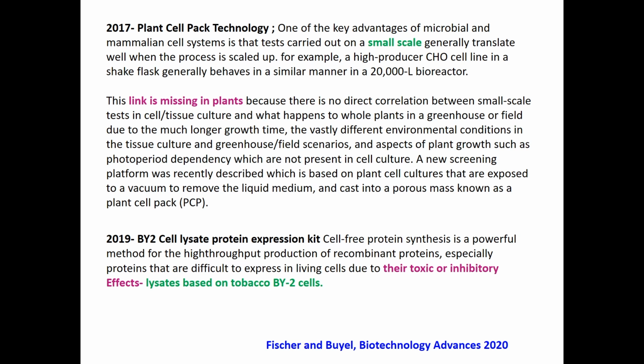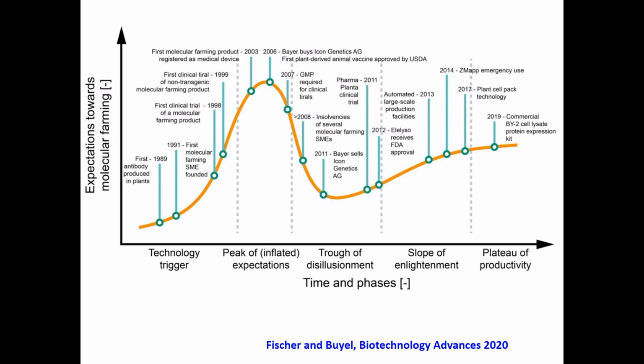Cell-free protein synthesis is a powerful method for the high throughput production of recombinant proteins, especially proteins that are difficult to express in living cells due to their toxic or inhibitory effects. The lysates are based on tobacco BY2 cells. I have given here to gain more knowledge on this aspect. You can refer to the references given below, which was published during 2020 in Biotechnology Advances Journal by Fischer and Buyel.